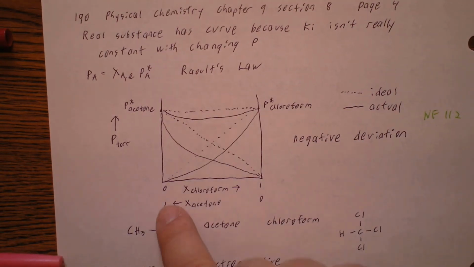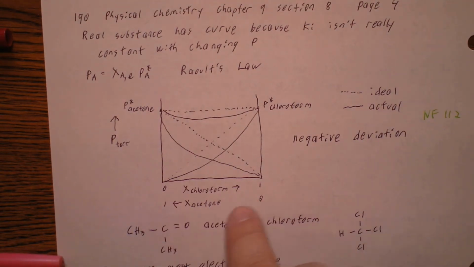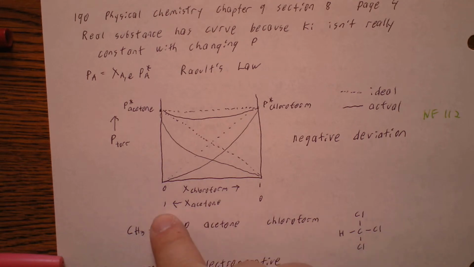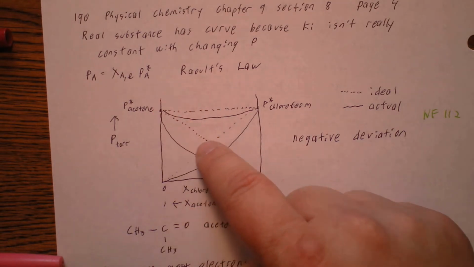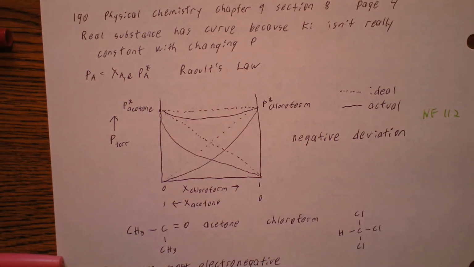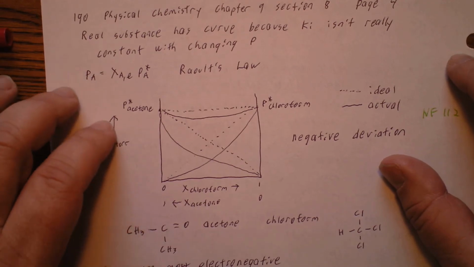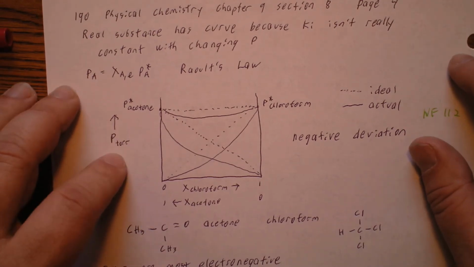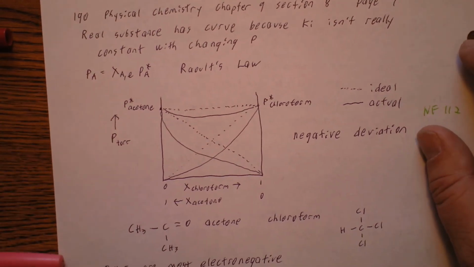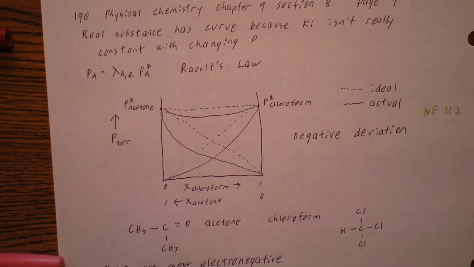So here we go. This is a mole fraction on the bottom. So 0 chloroform up to pure chloroform, and the rest is acetone. So 0 acetone to pure acetone. Basically we're going to be starting out with pure acetone and then increasing the amount of chloroform as we go left to right. And then up here we're going to have the pressure above the solution, the partial pressure of the substance above the solution.